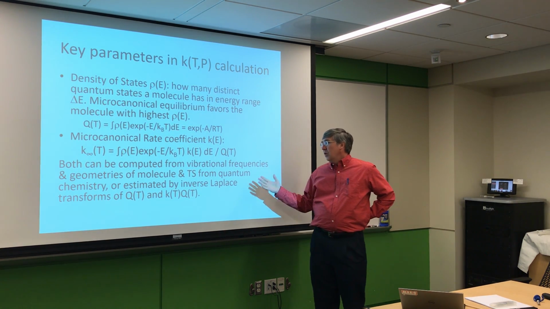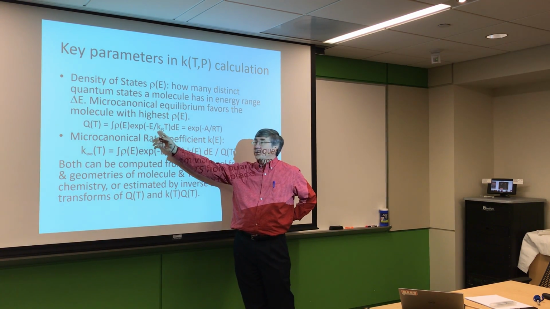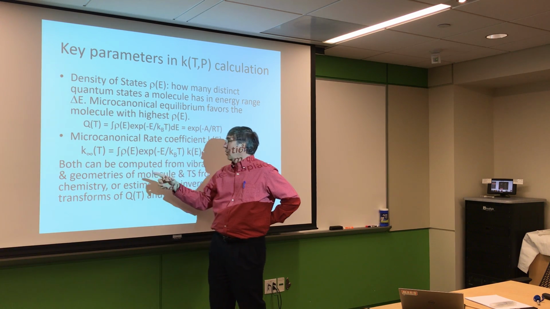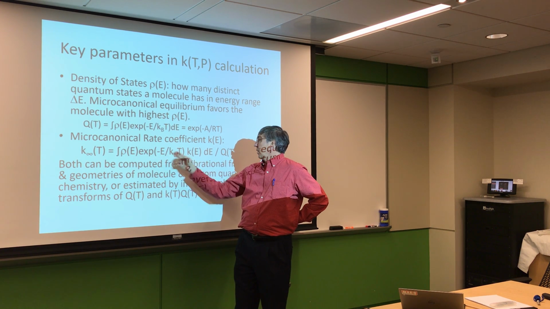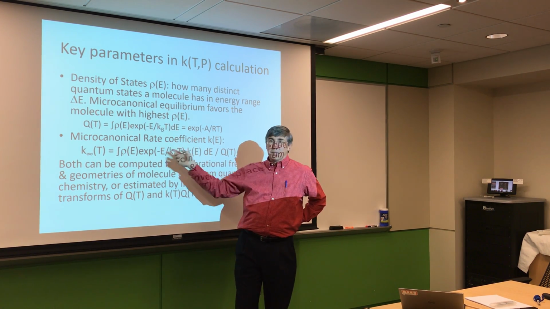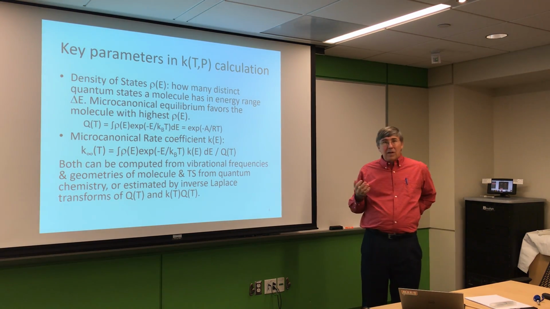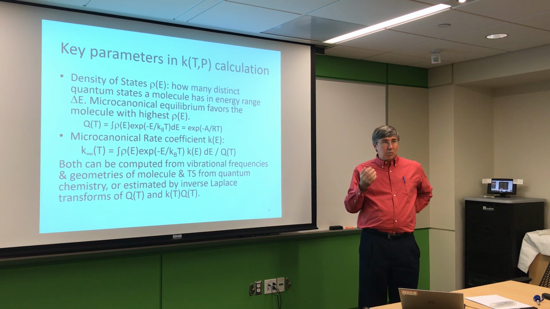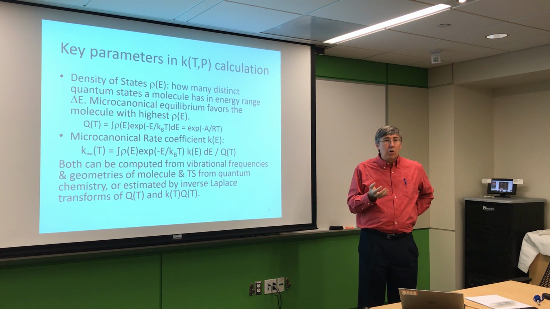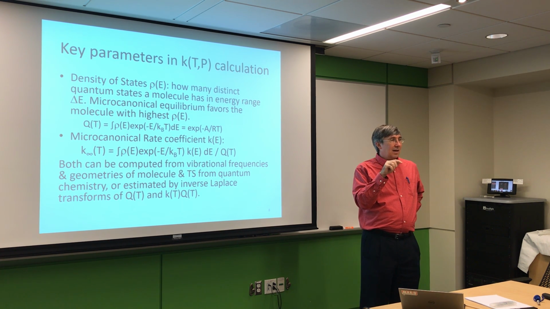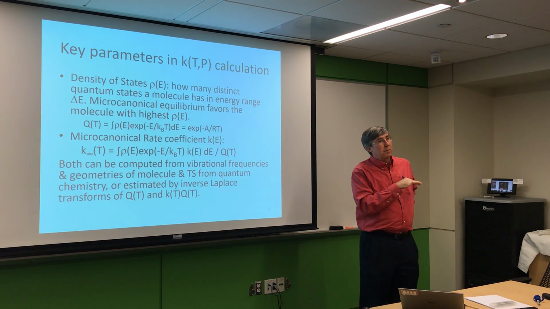If you don't have the quantum chemistry, you can estimate this by doing what's called an inverse Laplace transform. Since these things are like Laplace transforms, like Q is the Laplace transform of rho, Q times K is the Laplace transform of rho times K, you can do inverse Laplace transforms to figure these things out. However, inverse Laplace transforms have a lot of bad mathematical properties. The real rho of E is actually pretty jaggedy. It's not very smooth. But the methods we have for doing the inverse Laplace transform assume everything's smooth.